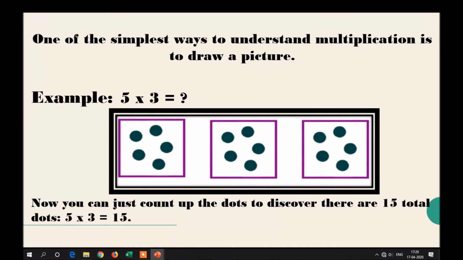Now, you can just count up the dots to discover there are 15 total dots. So 5 into 3 is 15. So we can simply count 1, 2, 3, 4, 5. In this it is 5, 5 plus 5, 10, 10 plus 5, 15. So the total is 15. So the answer is also 15.